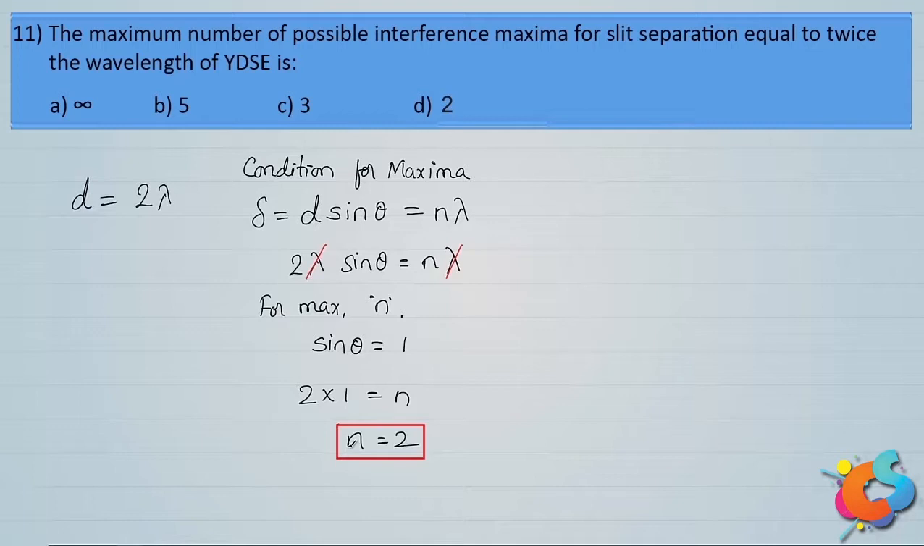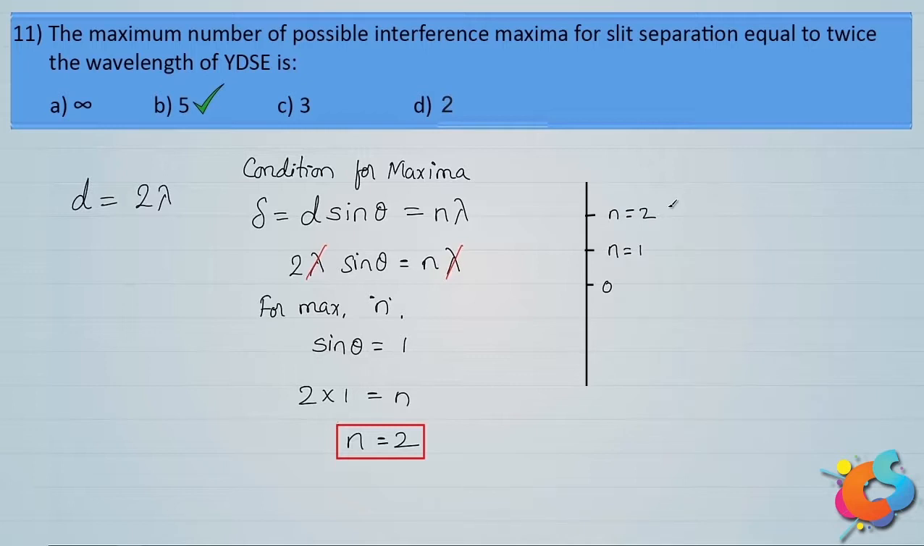The maximum order of the fringe pattern should be equal to 2, but don't be confused and mark option D as the correct answer, because option D is not the correct answer. n is equal to 2 doesn't mean that the maximum number of bright fringes is 2, because when you have a look at the screen of YDS experiment, you'll come to know this. If you consider this as the center of the screen, you have n is equal to 1 here and n is equal to 2 here. So this doesn't mean that there are only 2 bright fringes.